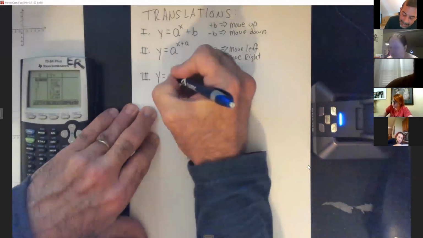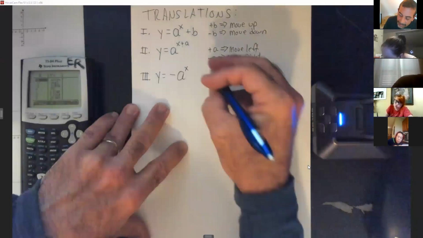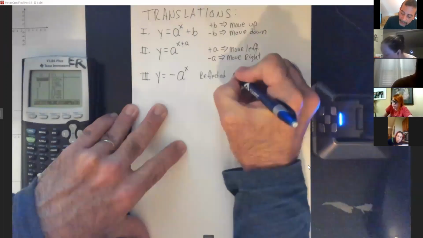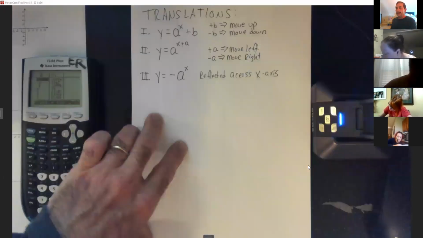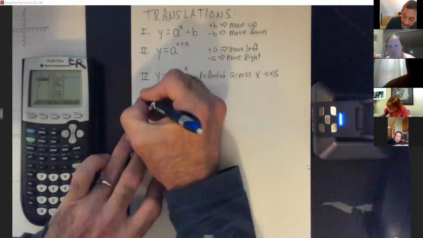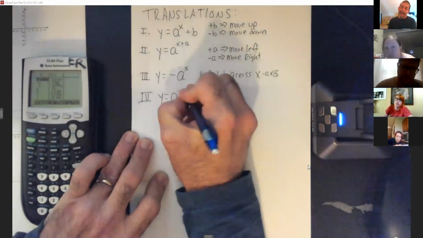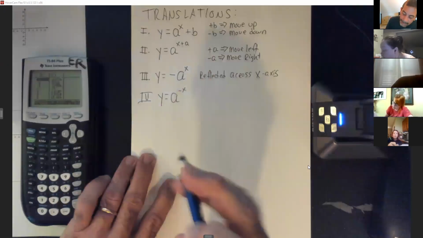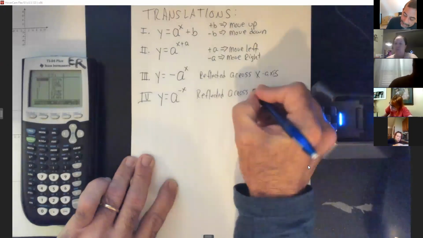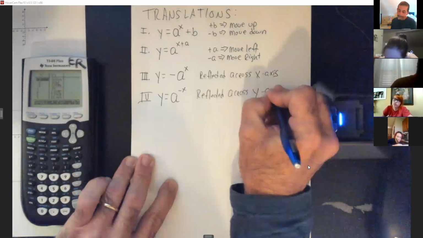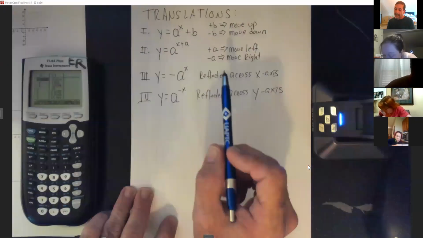Y equals negative a to the x. When you threw a negative in front of that function, it reflected across the x-axis. So here was the new move I was telling y'all about a few weeks ago. I'm going to have a to the negative x. Now I'm making the x negative. If I do that, that will reflect across the y-axis. Okay, so left or right, up or down, reflect the x and reflect the y.